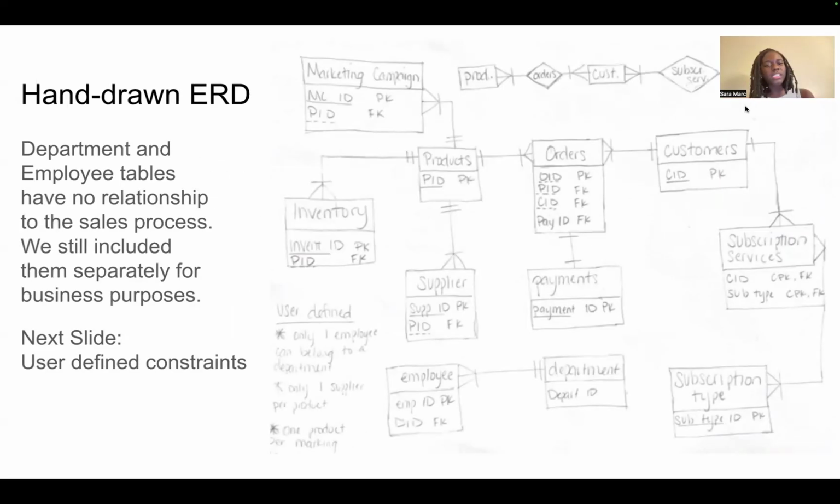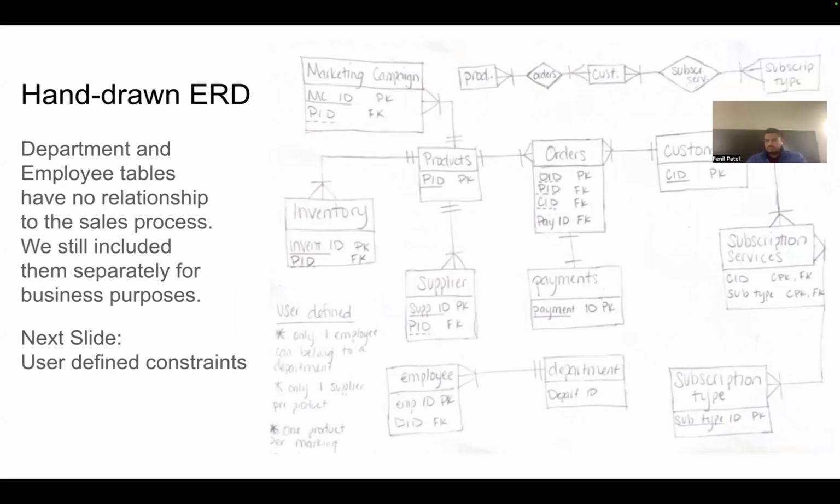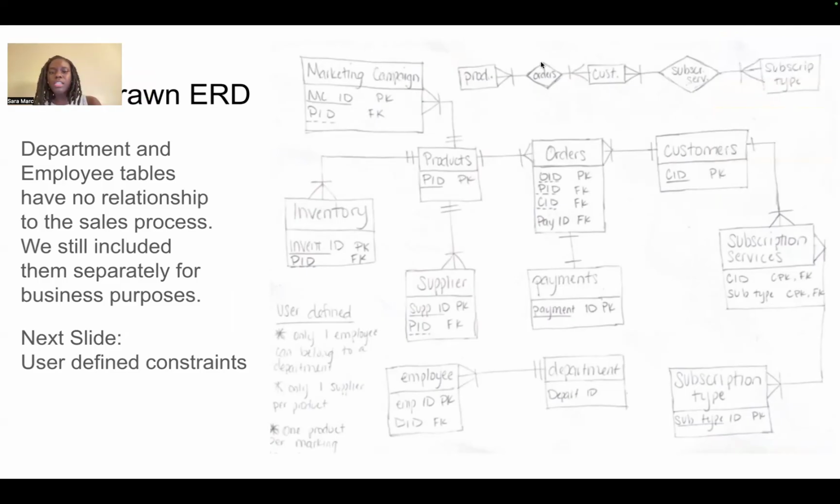So in this slide, you can see our hand-drawn ERD that shows the many-to-many relationships with orders, and also our many-to-many relationships with subscription types. In this, you can see where we broke the relationships and where we placed our foreign keys to keep our ERD in third normal form. We have department and employee tables that have no relationship to the sales process, but we still included them for our business purposes.